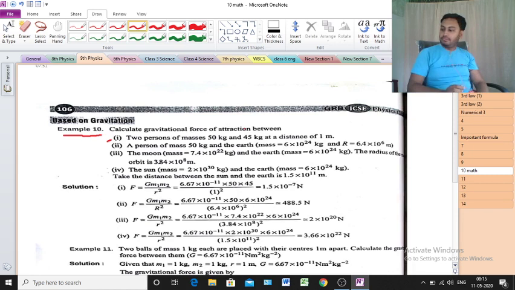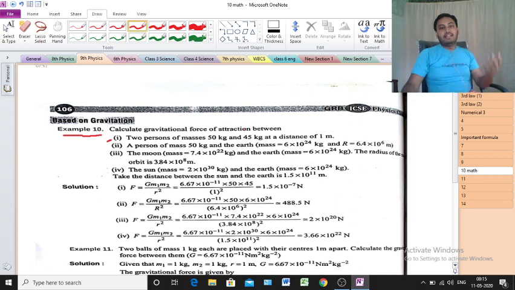Just 1 meter. Let's say this is one body of mass 50 kg and this is another body of mass 45 kg, and the distance is 1 meter. Just consider it. So what is the force of attraction between this body and this body? Or what is the gravitational force?